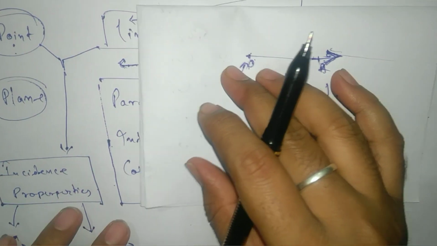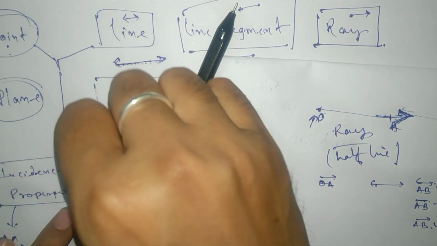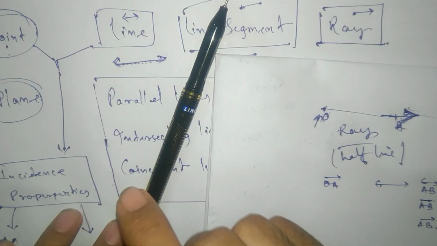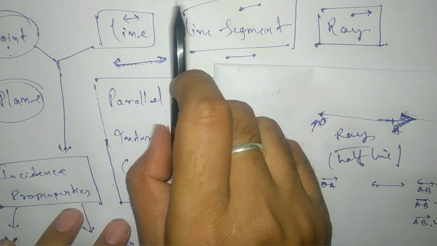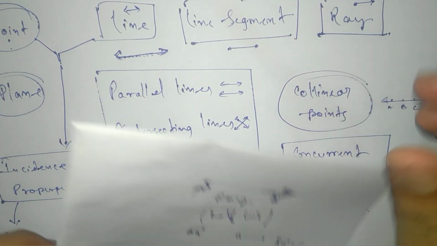Now plane. So what is a plane here? This is a space surface. See, you cannot catch it. The surface which you cannot catch, you can only touch, that is a plane. Okay. Now if we see that there is an incident property.